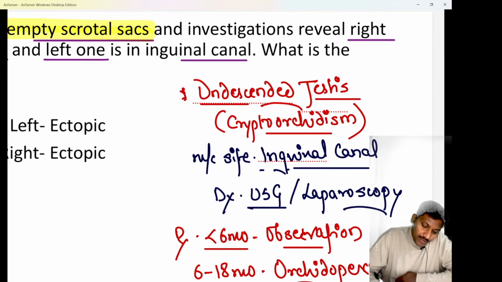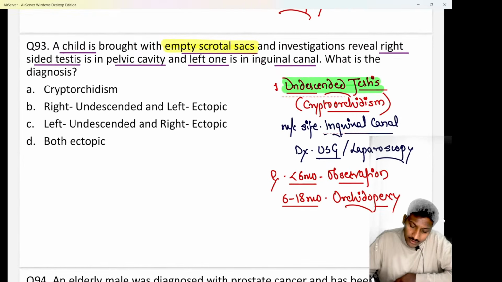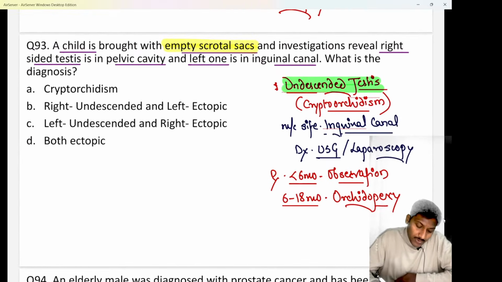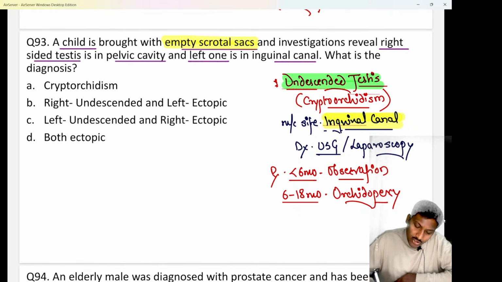If I talk about undescended testis, bilaterally undescended testis is known as cryptorchidism. Crypto means hidden. The commonest site for an undescended testis is the inguinal canal, and the investigation of choice will be an ultrasound. But in a few cases when you cannot confirm the diagnosis on an ultrasound, you have to go for a laparoscopy. So if the undescended testis is in the inguinal canal, you can diagnose by ultrasound, but if it is somewhere else, then you have to go for a laparoscopy.